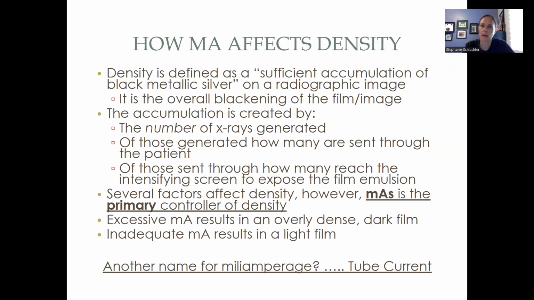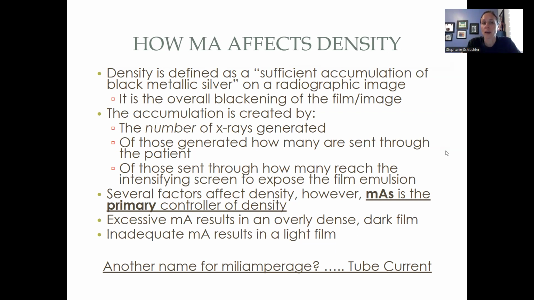Okay, so how does the MA affect density? We kind of touched on this already, but when we define density, as far as the image goes, it is the sufficient accumulation of black metallic silver on the radiographic image. So that's when we're actually talking about film itself, right? Metallic silver has to do with the chemical reaction and stuff like that. Like I said, we'll go in more detail on that when we talk about film. But if we get more of that, then our image is going to end up being darker, okay?